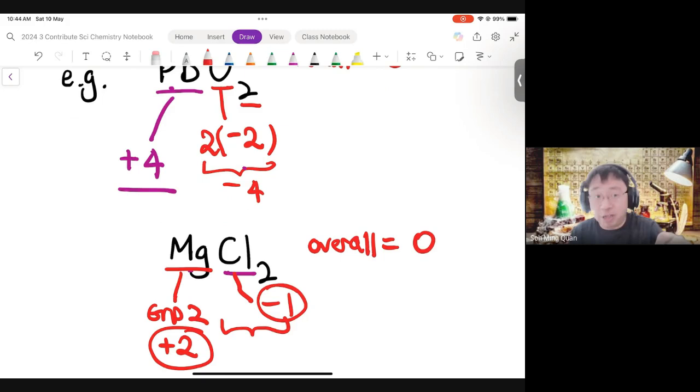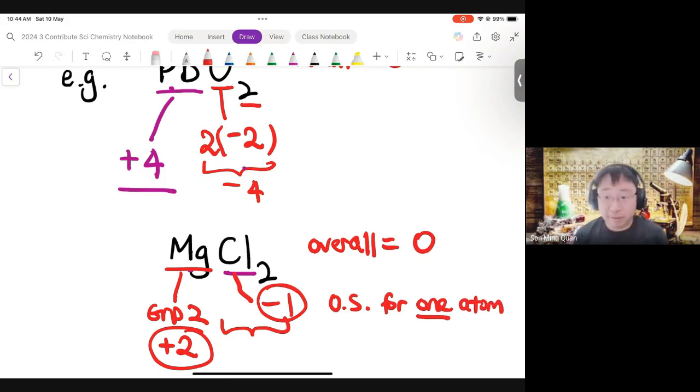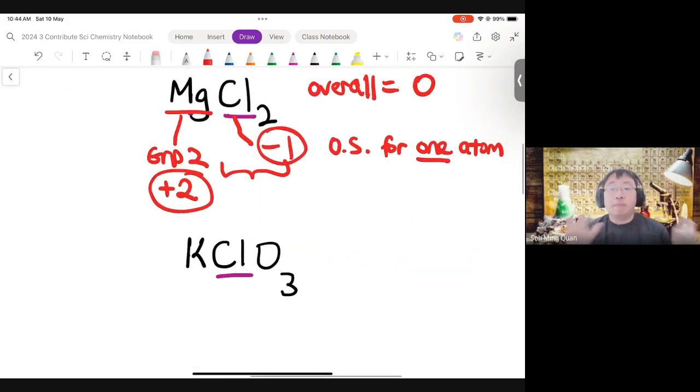Now, this is very important. You need to know that oxidation state is for each atom. One atom, okay? It's always defined based on one single atom. So over here, you have 2 chlorines, so you need to remember that the oxidation state of each chlorine is -1, okay? And finally, we have come to a more complicated example, KClO3.